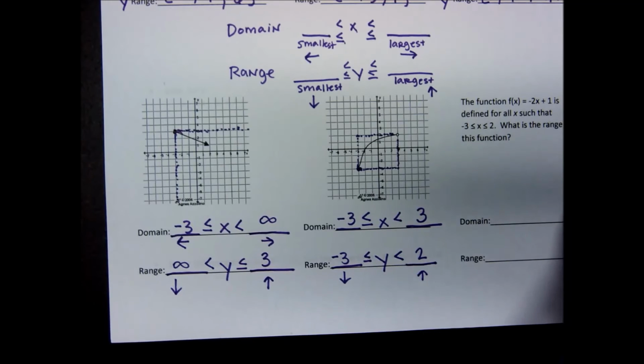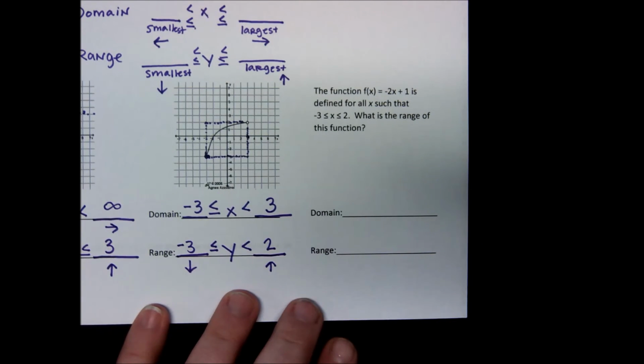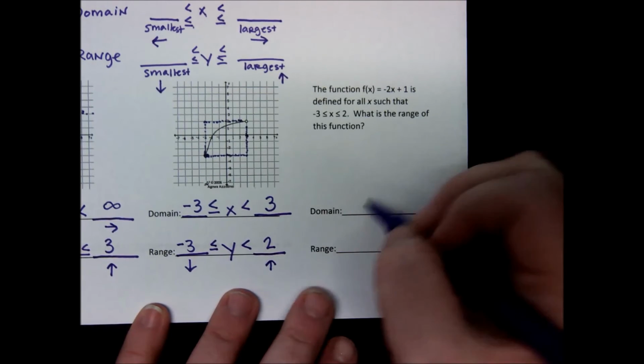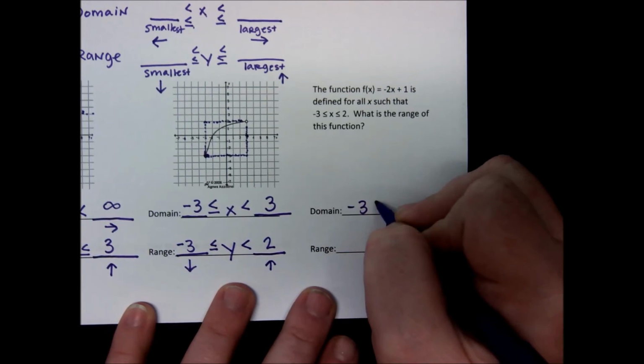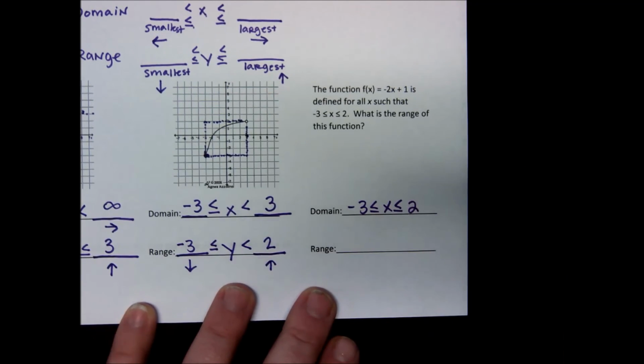Alright, let's look at the last one. It says the function f of x is equal to -2x plus 1 is defined for all x such that -3 is less than or equal to x, which is less than or equal to 2. What is the range of this function? Well, I already know the domain. It tells us what x can be. So then we have to look at the range.